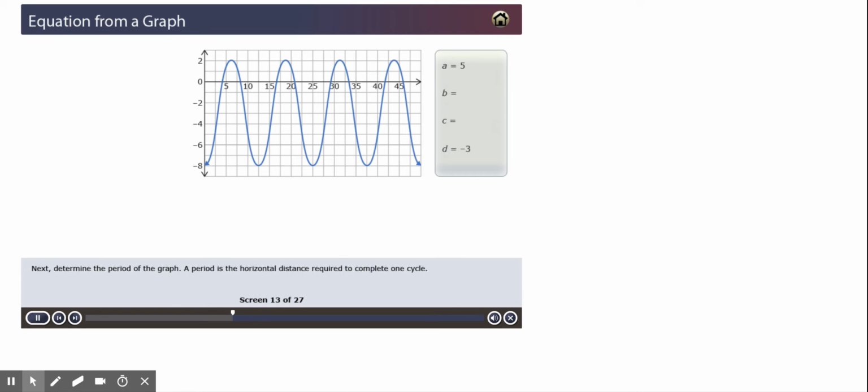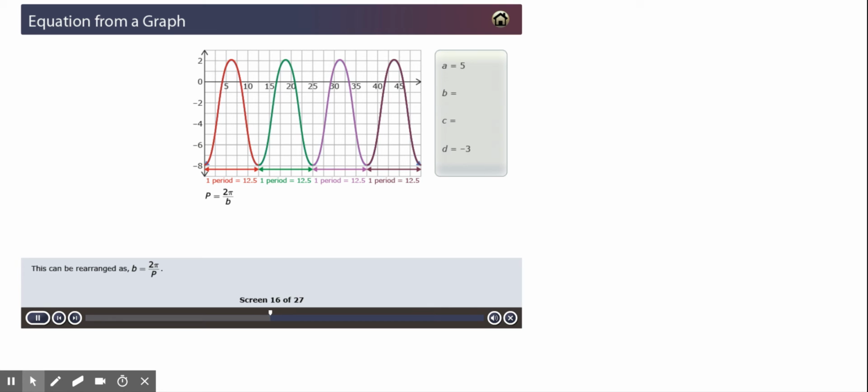Next, determine the period of the graph. A period is the horizontal distance required to complete one cycle. Here you can see 4 cycles of the graph, or 4 periods. Each period has a length of 12.5. The B value is related to the period by the equation period is equal to 2 pi divided by B. This can be rearranged as B is equal to 2 pi divided by the period. Since the period in this graph is 12.5, the B value is approximately 0.5026.